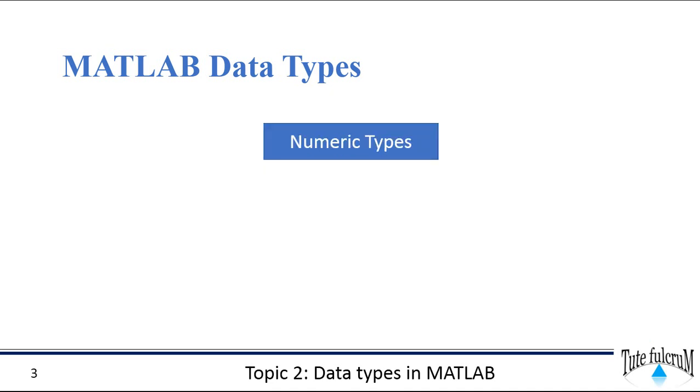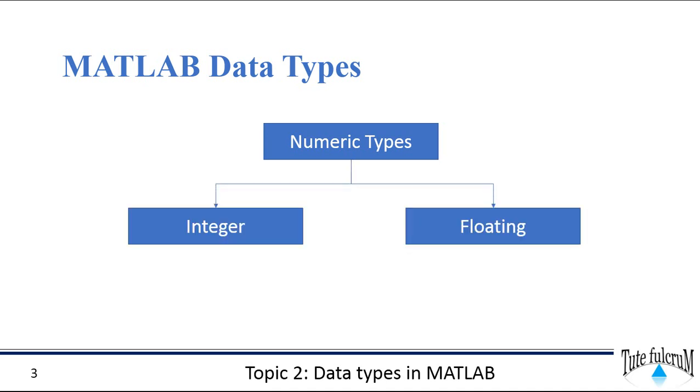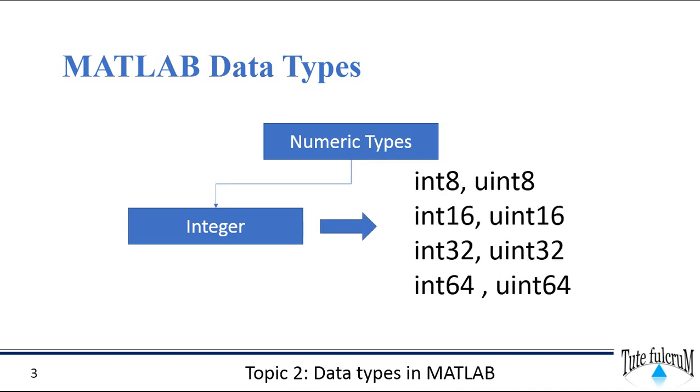Let's begin with numeric types. The numeric class in MATLAB includes integer and floating point numbers. Integers include signed and unsigned integers. So you can store integer data as int8, which means signed integer 8 bits, or uint8, which represents unsigned integer 8 bits. Similarly, you can store them as 16-bit, 32-bit or 64-bit. Both include signed and unsigned.